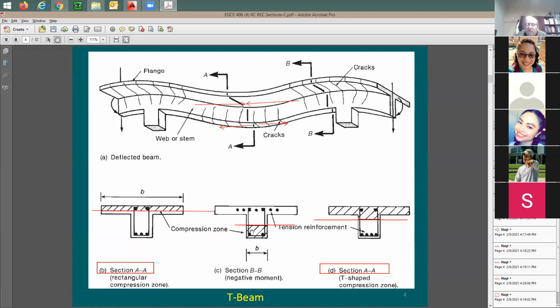Now, where is the tension reinforcement? You see, tension reinforcement is going to be this rebar because it's the tension side. How about here? Tension reinforcement is going to be this. How about here? Tension reinforcement. You can say it is going to be all of the three bars that you put in here. That's why it says tension reinforcement, and then it is pointing to something there. Any questions?